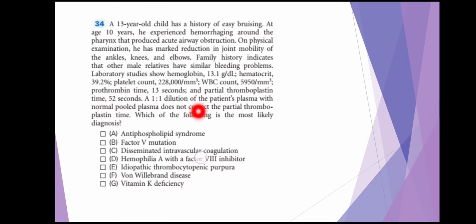So beyond 45 seconds is prolonged. Now a 1:1 dilution of the patient plasma with normal pooled plasma does not correct. So here the point is that it is not correcting the PTT. So it means that there is a presence of inhibitor. So in these options you have to find the right answer. So we know that there is a problem of hemophilia and there is a presence of inhibitor. So the answer is D, hemophilia A with factor 8 inhibitor.